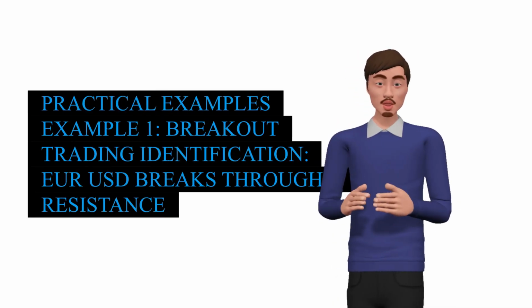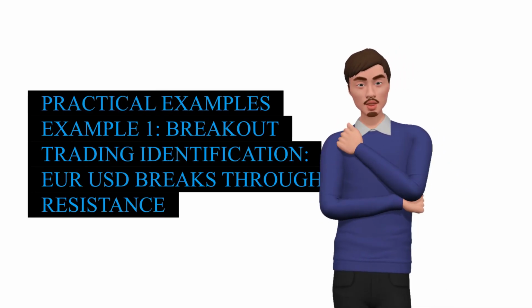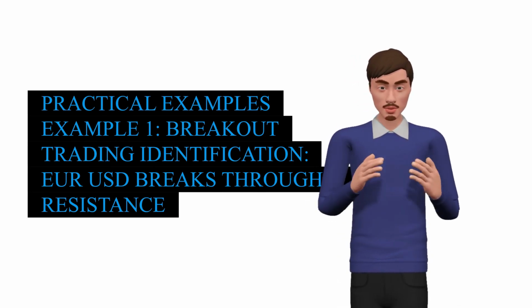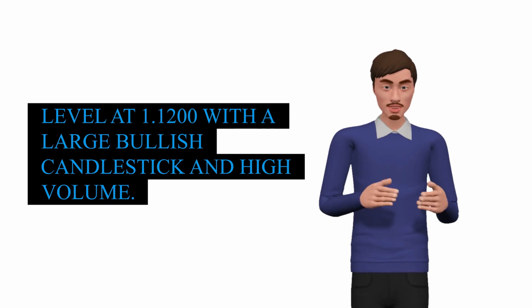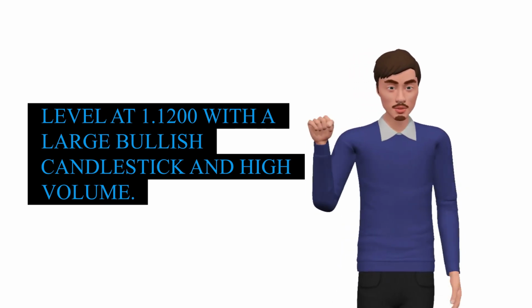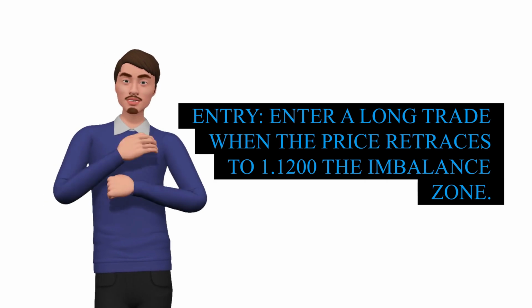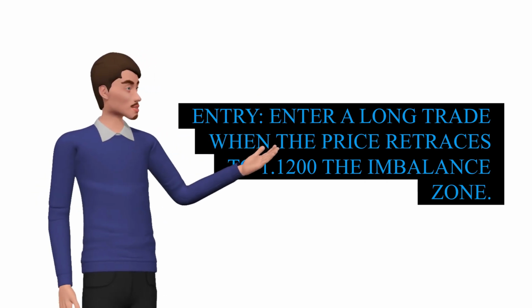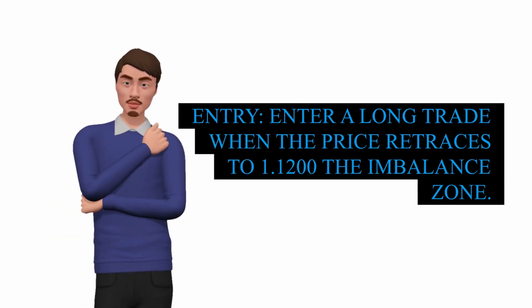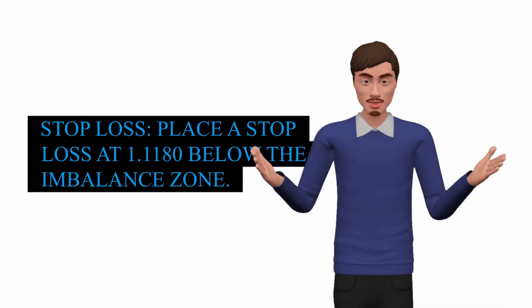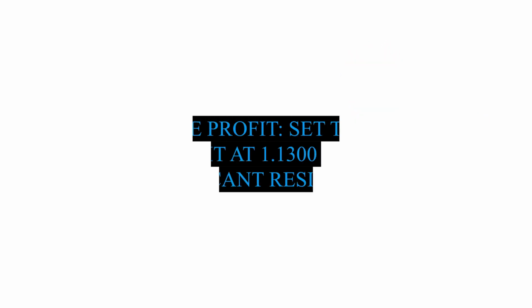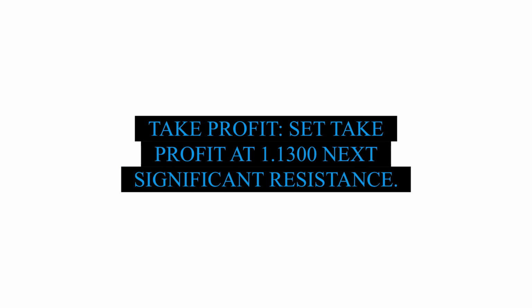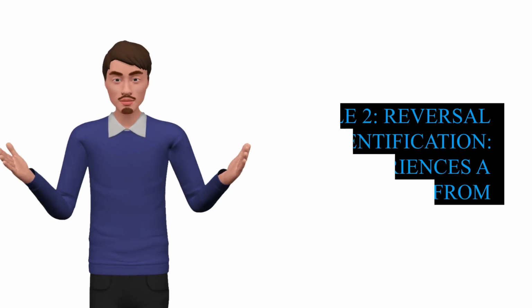Practical examples. Example 1. Breakout trading. Identification: EUR/USD breaks through a resistance level at 1.1200 with a large bullish candlestick and high volume. Entry: enter a long trade when the price retraces to 1.1200, the imbalance zone. Stop loss: place a stop loss at 1.1180, below the imbalance zone. Take profit: set take profit at 1.1300, next significant resistance.